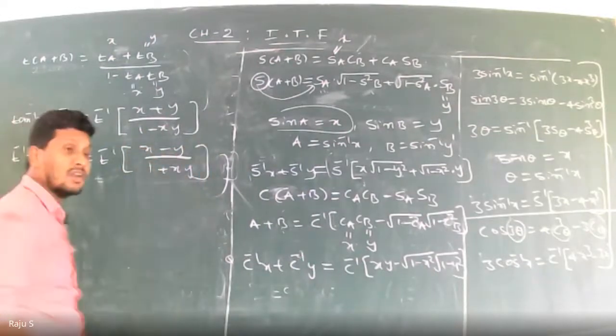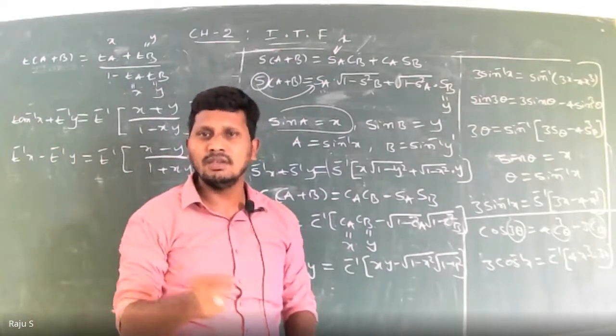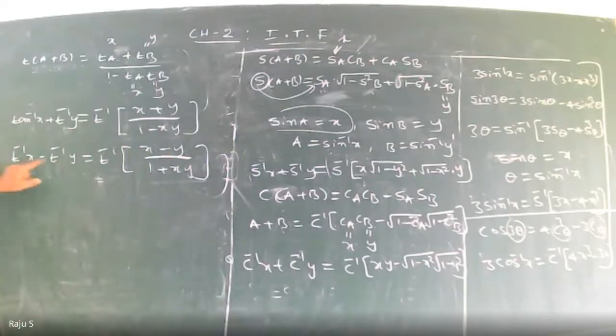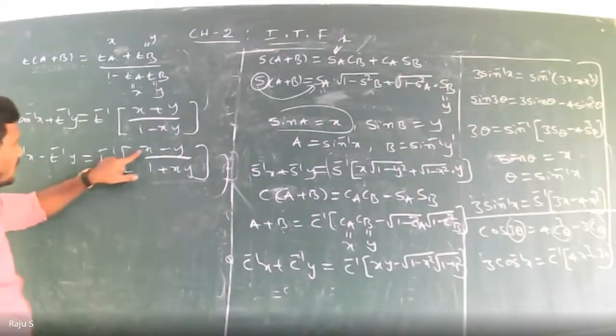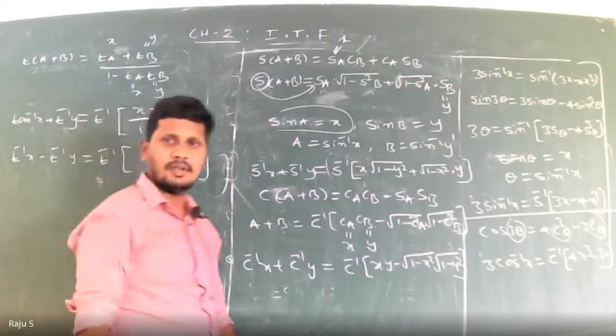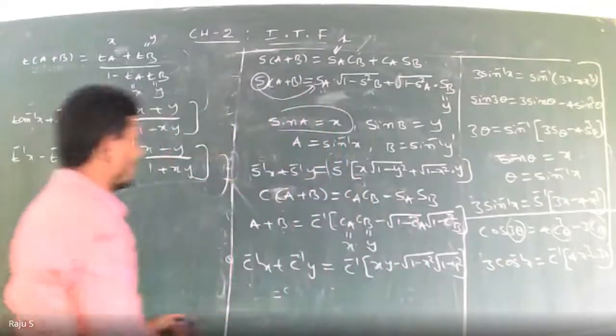Here, what is the formula I want to use? The tan a plus b formula for the a minus b case. So tan a minus b: this is a, this is b. So tan a minus tan b by 1 plus tan a tan b, like that. So these are the formulas. You have to remember.